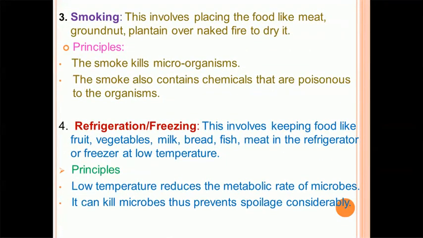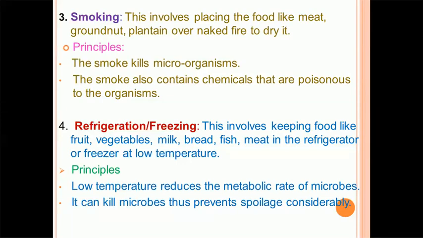So number three, the smoking method. This involves placing food like meat, fish, or plantain over naked fire to dry them. Now you've heard of smoked fish, smoked meat, and so on. That is the method used for doing that, and they can stay longer. Now the principles here: number one, the smoke kills the microorganisms. Not only the smoke, even the heat from the smoke. Number two point here is that the smoke also contains chemicals that are poisonous to these microorganisms, so the process destroys or kills them.